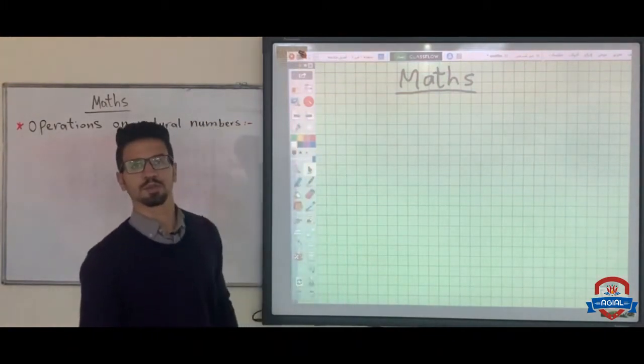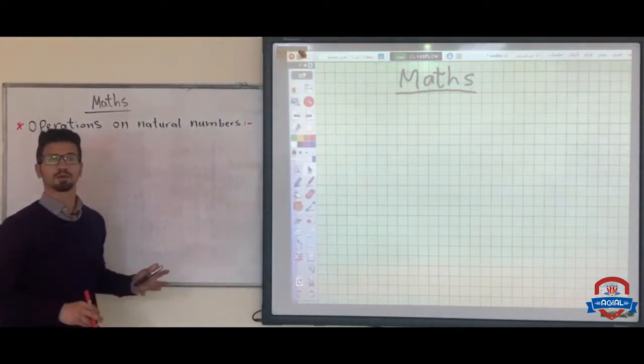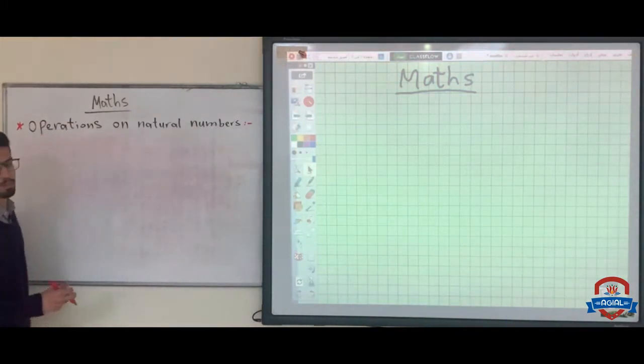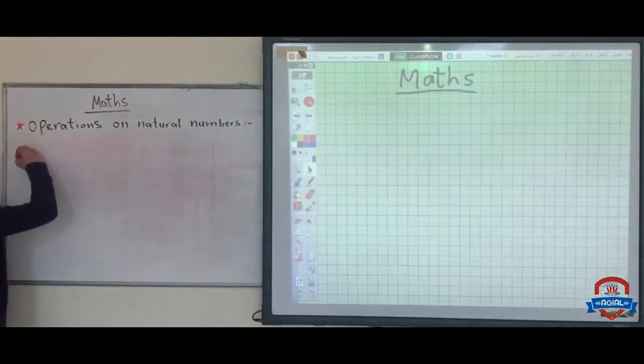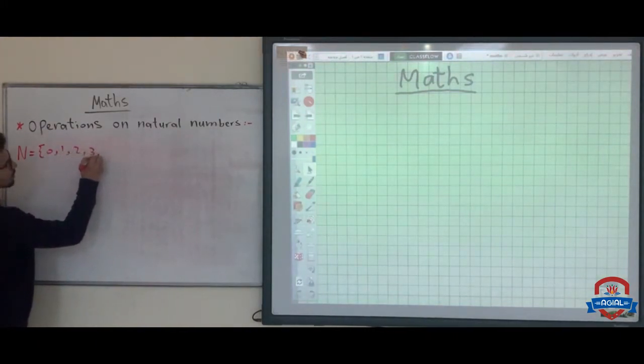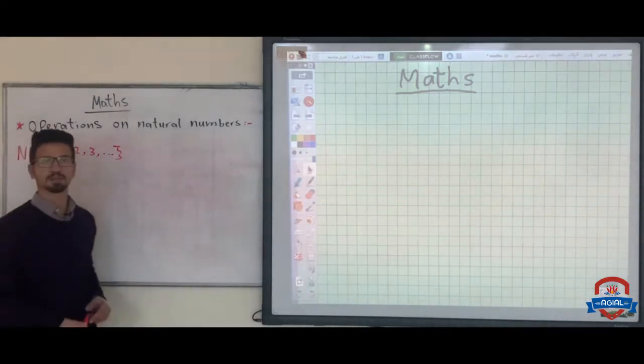Today we are going to complete our lesson, operations on large numbers, and we are going to start with the multiplication operation. But before we start, we have to remember that the set of natural numbers is denoted by N equals 0, 1, 2, 3, and so on, because the set of natural numbers is an infinite set.